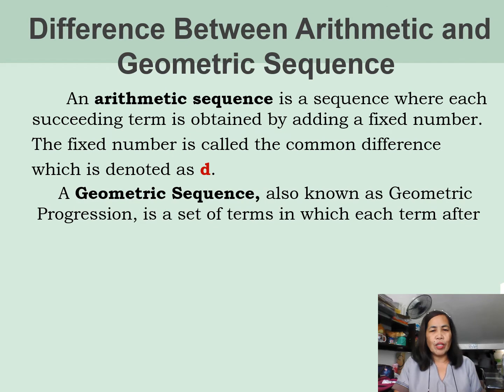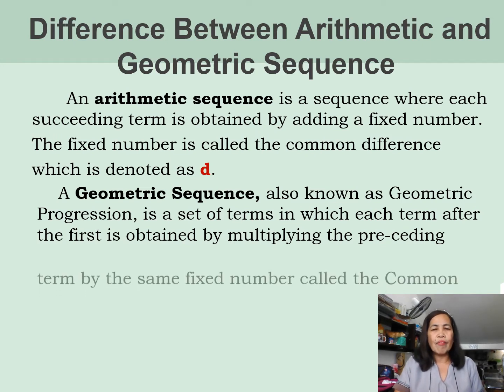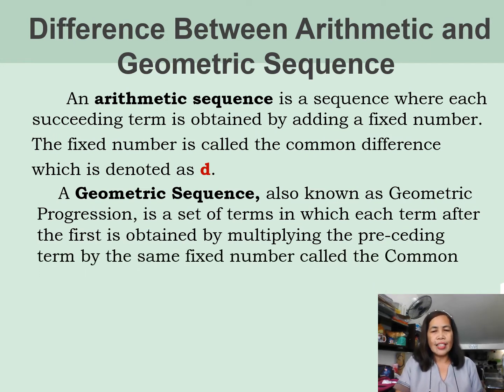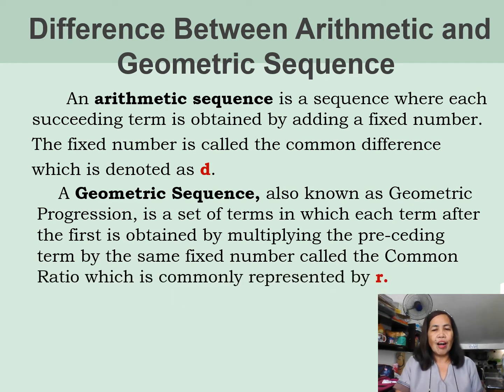Whereas a geometric sequence, also known as geometric progression, is a set of terms in which each term after the first is obtained by multiplying the preceding term by a fixed number also, and this time we call it the common ratio or R.